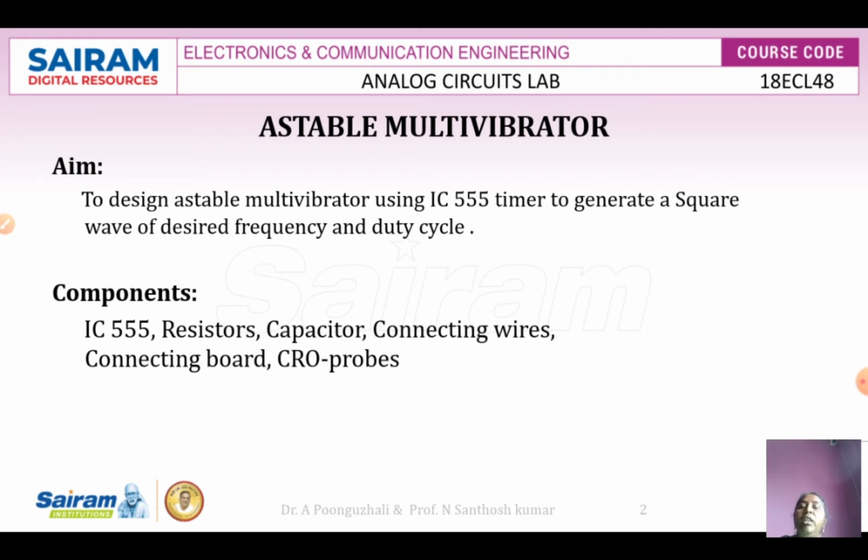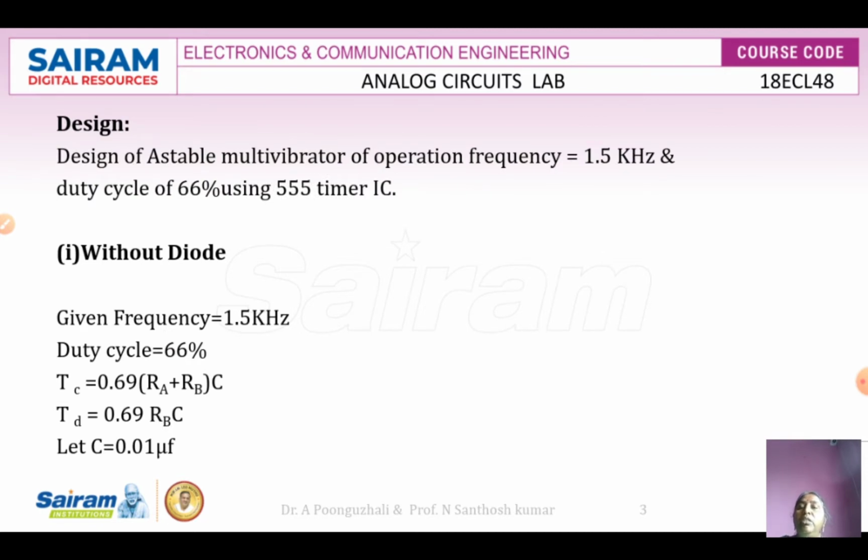Here our aim of the experiment is to design an astable multivibrator using IC555 timer to generate a square wave of desired frequency and duty cycle. The components required are an IC555 timer, resistors, capacitors, connecting wires, connecting board and CRO probes. We are going to design a square wave generator operated at a frequency of 1.5 kHz and the duty cycle is going to be 66%.